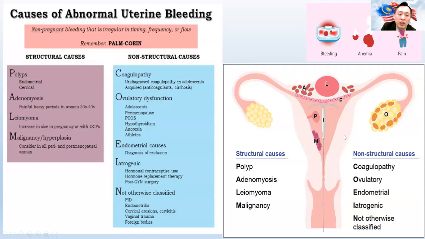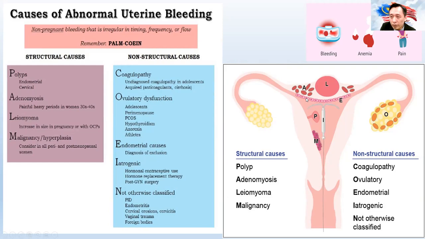It can also be due to ovulation dysfunction. In adolescents, the hypothalamic-pituitary-ovarian axis is not matured, so sometimes they can have abnormal uterine bleeding or menorrhagia. In perimenopause, the ovary no longer has many eggs inside, so ovulation can be dysfunctional. Also polycystic ovarian syndrome, hypothyroidism, anorexia, athletes. Other than that, dysfunctional uterine bleeding is the exclusion. You must exclude other causes in order to diagnose dysfunctional uterine bleeding. Other than that, it's iatrogenic: hormonal contraception use, HRT, post-surgery. This also can lead to abnormal uterine bleeding. Other than that, it's pelvic inflammatory disease, endometritis, cervicitis, and etc.